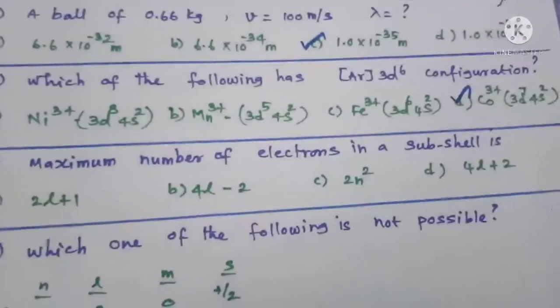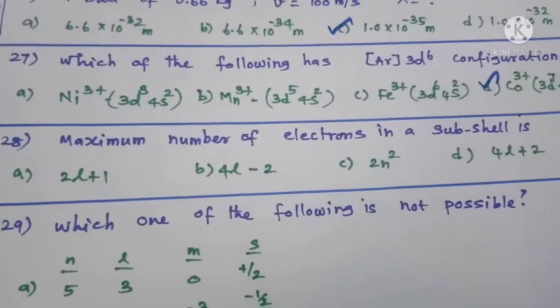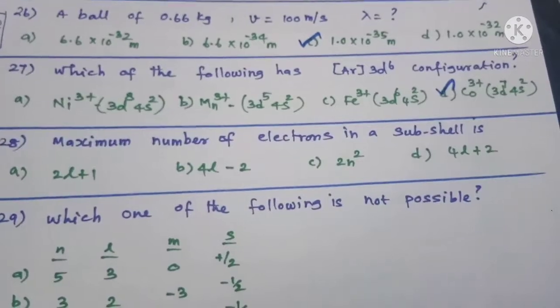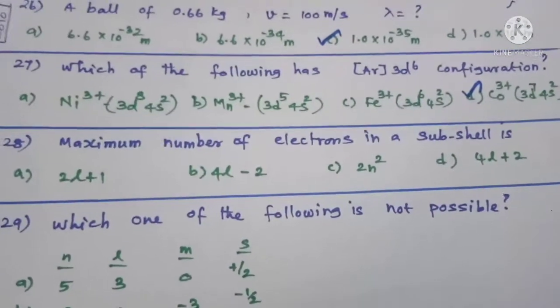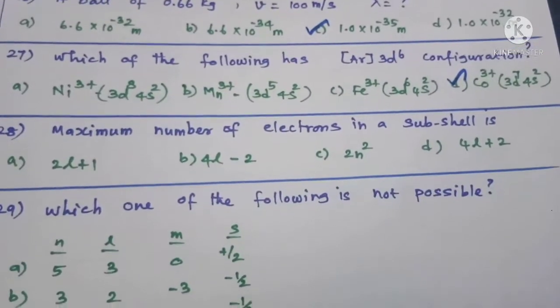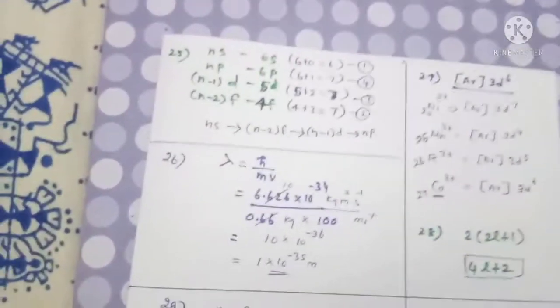Now question number 28. What is the maximum number of electrons in a subshell? What is the formula to calculate the maximum number of electrons present in a subshell? The formula is 2 into 2l plus 1. Actually, what is the formula?